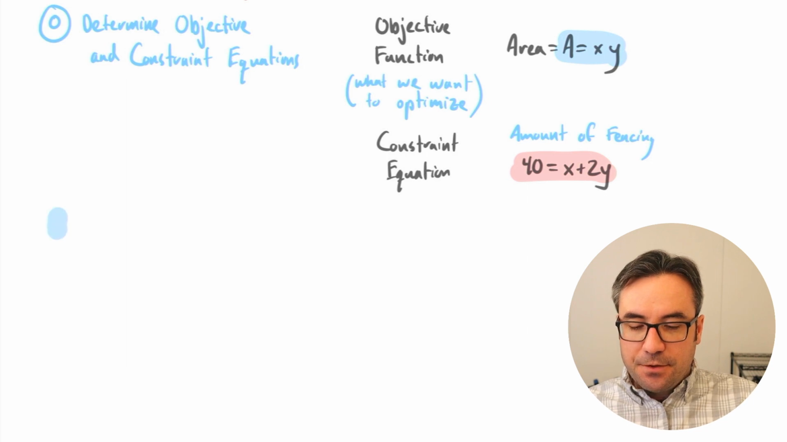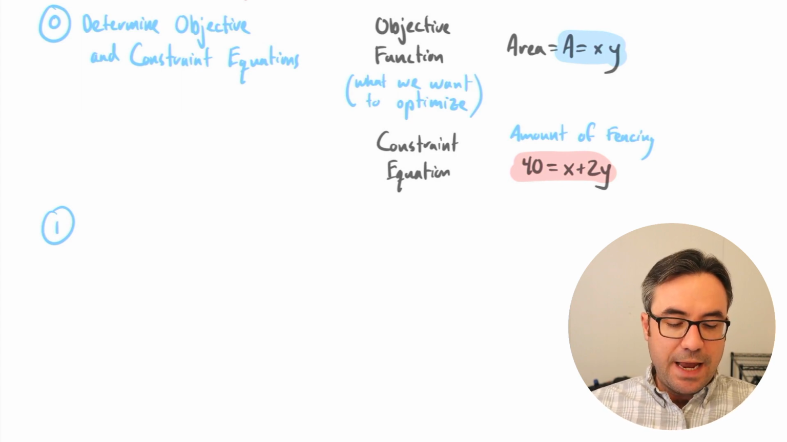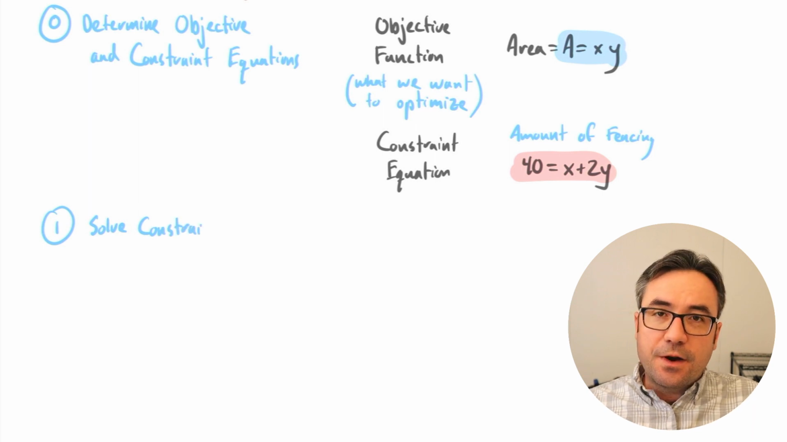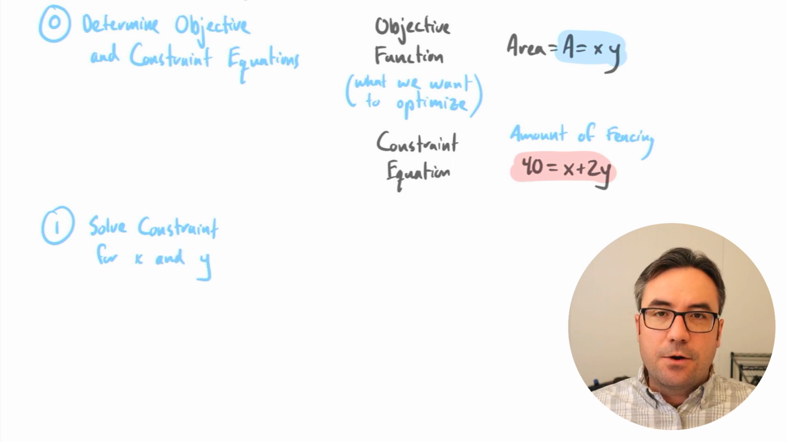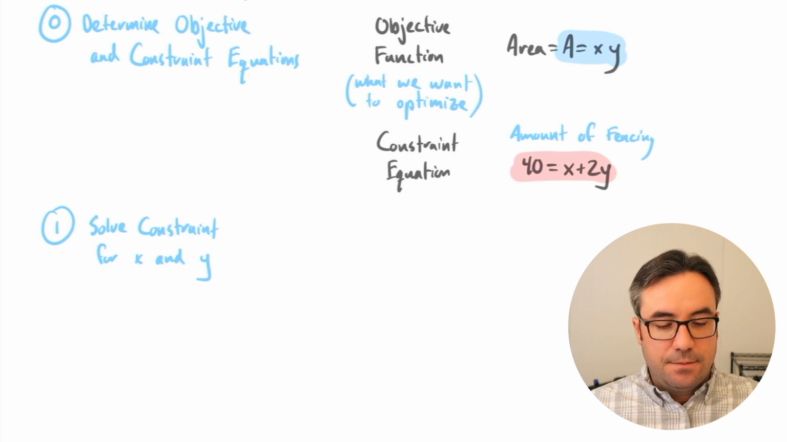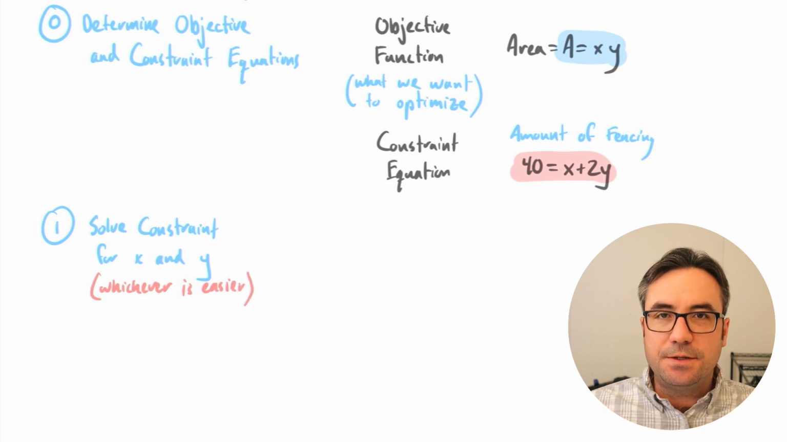And so the first step of the more mathematical side of how we actually solve this problem is, once we have those two equations, we're going to start by solving our constraint equation for one of the variables. So it doesn't normally matter. Either one's fine, x or y. You want to pick the one that's easier. So look at the two variables and think about which one is going to be easier to solve for.